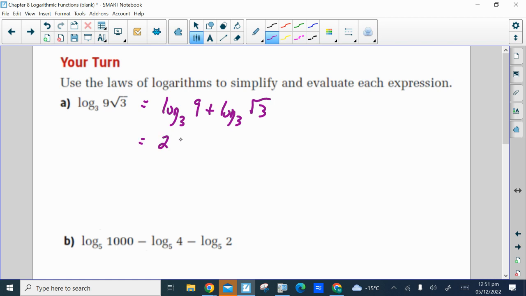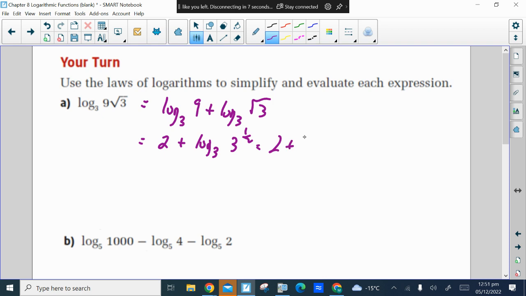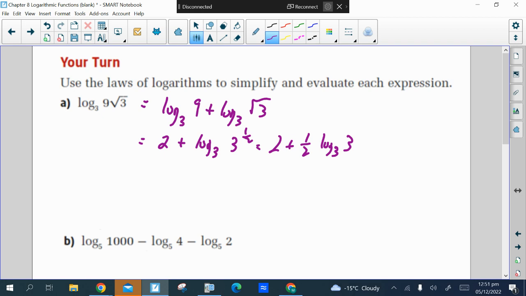Log base 3 of 9 is 2. That's asking 3 to what power is 9? And the root 3 can be written as 3 to the half. And then the half can come in front as a coefficient. And log base 3 of 3 is 1. So it's 2 plus a half times 1, which will be 2.5.